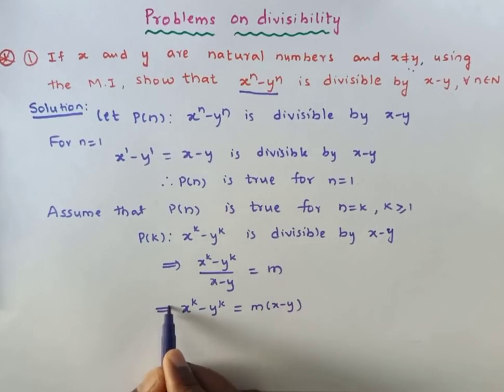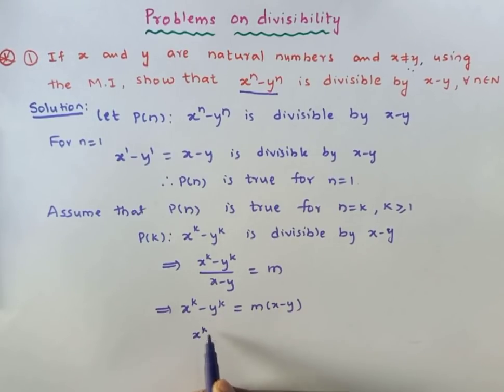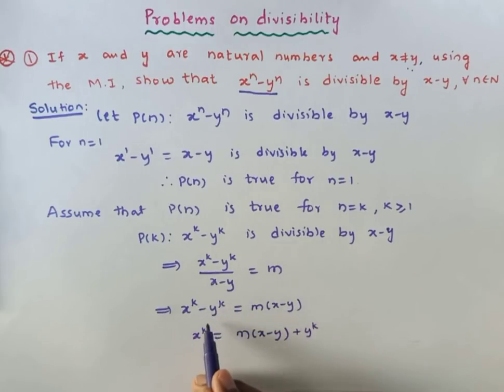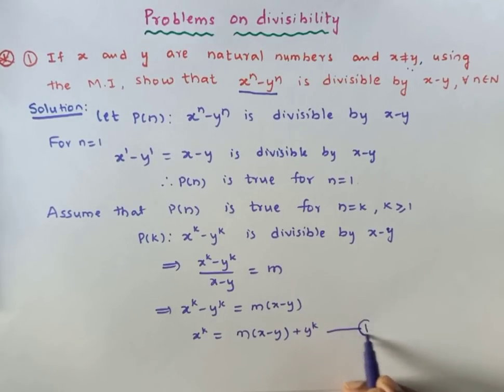Or we can write x to the power k as m times x minus y, and now transpose y to the power k towards the right hand side. Therefore it is plus y to the power of k. Let this be equation 1.